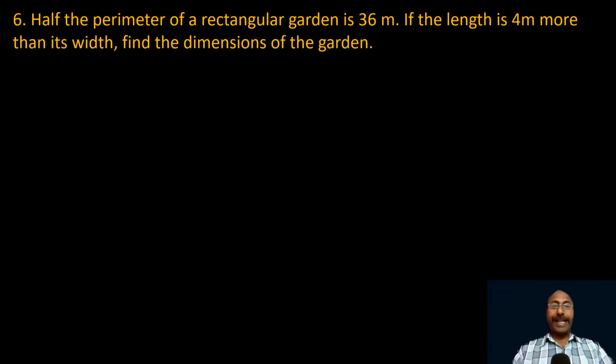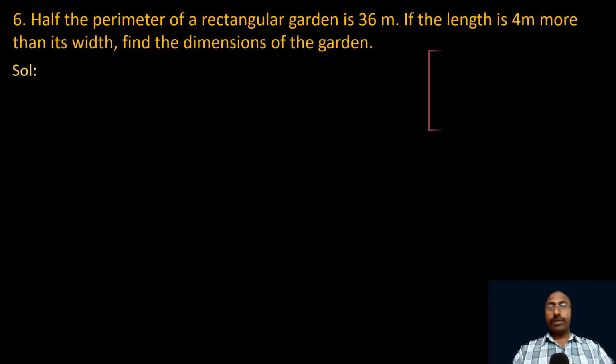Half the perimeter of a rectangular garden is 36 meter. If the length is 4 meter more than its width, find the dimensions of the garden. Okay, so in this problem we have a rectangle and it's given that half the perimeter. We know the perimeter of rectangle is 2 lengths plus 2 breadths. So half the perimeter is 1 length plus 1 breadth. Okay, so half the perimeter is nothing but sum of its breadth and length. Okay, it's given that half perimeter is 36 meter, and also it's given that length is 4 meter more than its width. So we need to find both the length and width.